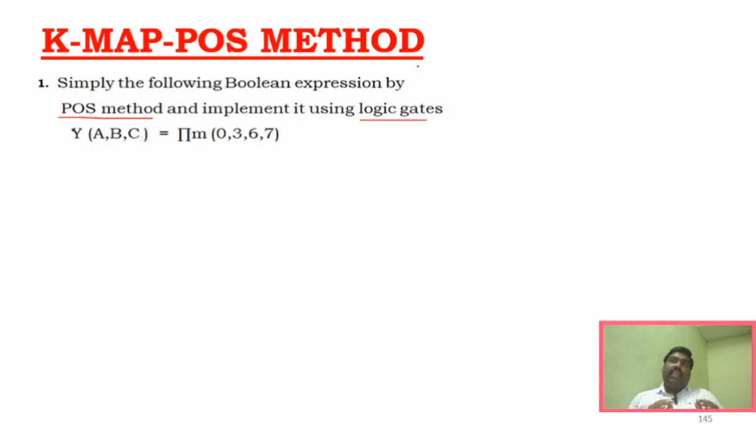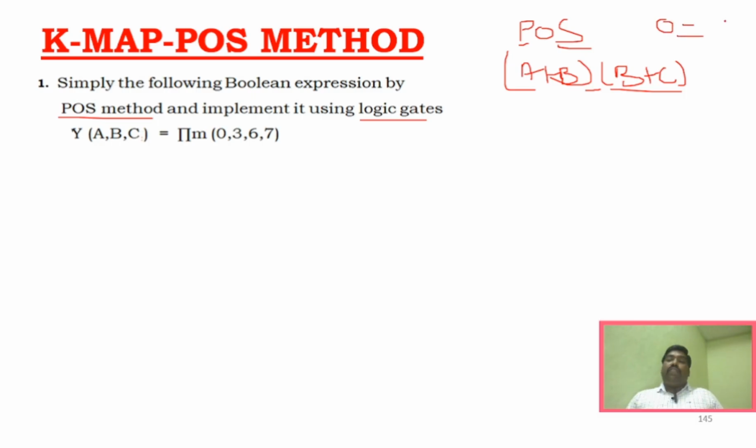First, you have to understand what is POS method. It is completely different from SOP method, right? POS, from the name itself, you can understand it is product of sums, which means you will have some sums, right? And you have to take the product of those sums, correct? Like this, product of sums. Another important thing is here 0 is considered as a non-complement form and 1 is considered as a complement form, which is completely opposite to the SOP method, right?